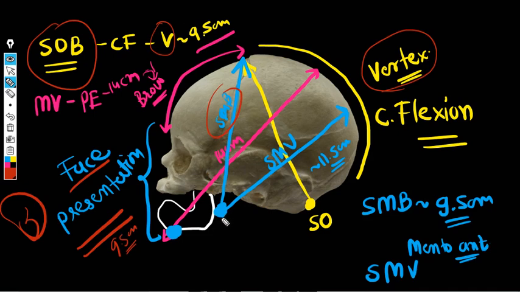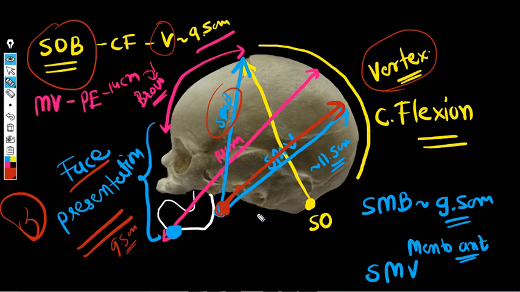And the other diameter, in mento posterior position, will be submento vertical, and this diameter is about 11.5 centimeter. That is also not a very good diameter. So mento anterior position will be delivered, and mento posterior position will not be delivered. Mento posterior position will be very hard to deliver by normal delivery. So you need to remember that mento anterior position is good, mento posterior position is not good.